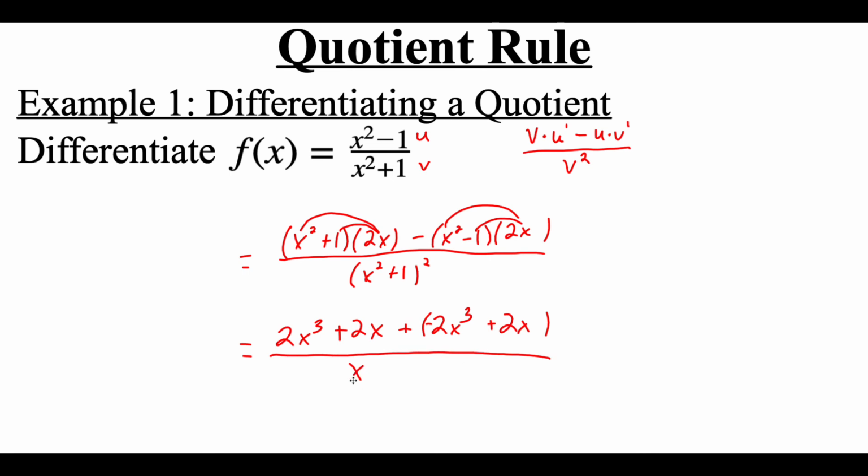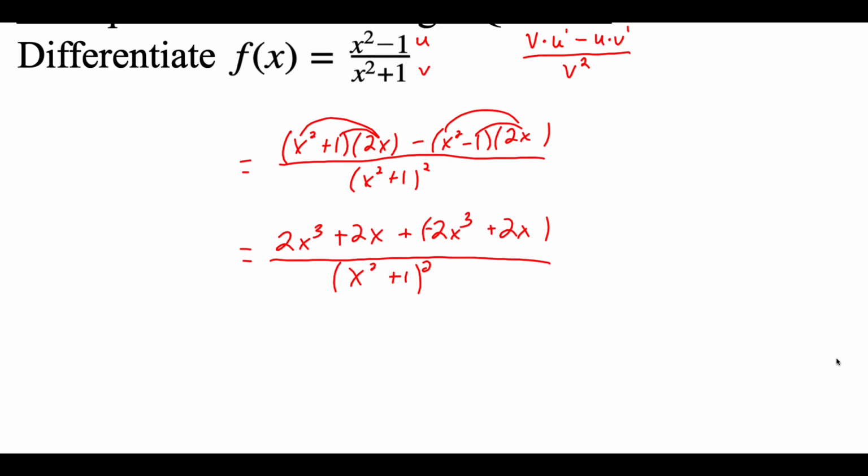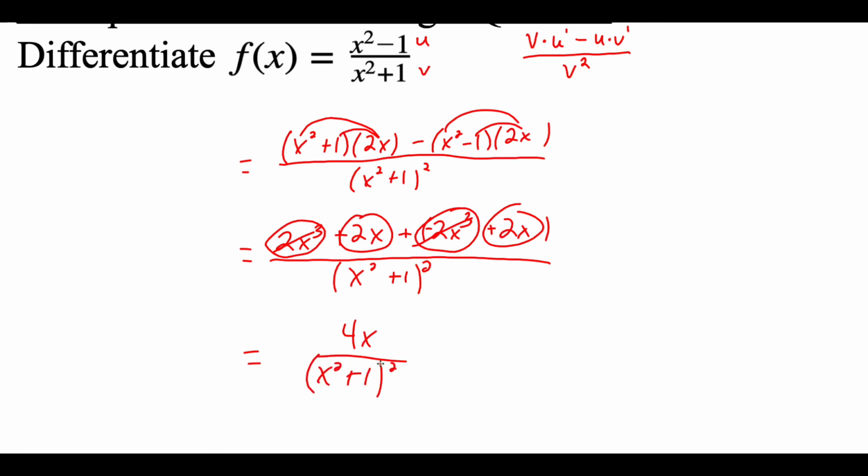Now this is all still over x squared plus 1 squared. It looks like there are some like terms in the numerator that I'm going to be able to combine. I see 2x cubed and negative 2x cubed, so those cancel each other out. I see 2x and another 2x, so I've got 4x on top, and then my denominator is going to be x squared plus 1 squared. We could go through and FOIL out the denominator, but it's not really necessary. So we can just say that our derivative, f prime of x, is 4x over x squared plus 1 squared. That's going to be it for this video.